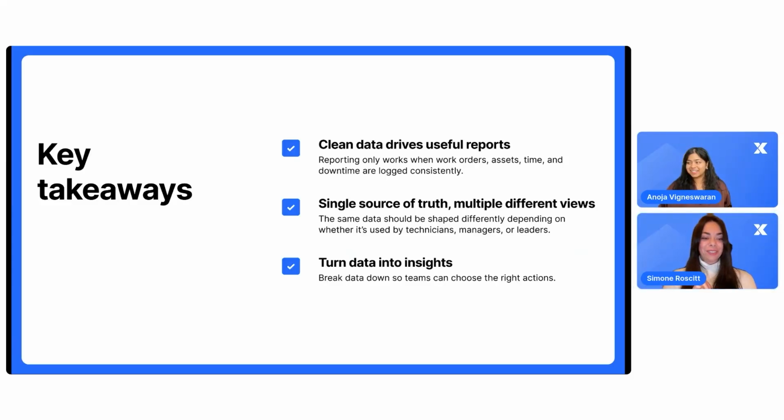So first and foremost, clean data drives useful reports. Reporting only works when work orders, assets, time, and downtime data are logged consistently and accurately. Second is the single source of truth for multiple different views. The same data should be shaped differently depending on whether it's used by technicians, managers, or leaders. And then finally, turn data into insights. Now you can break down data so teams can choose the right actions to be efficient.